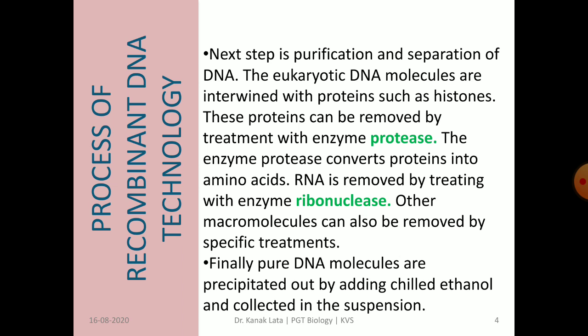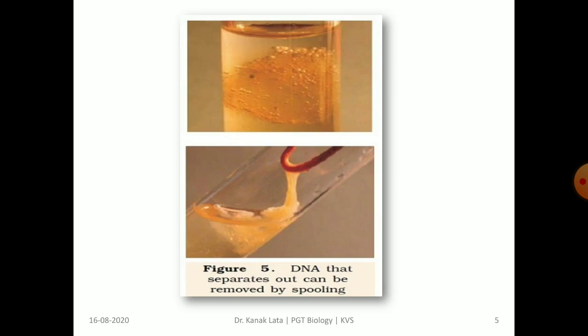Now, the pure DNA molecules are precipitated out by adding chilled ethanol and collected in suspension. This isolation of DNA is easily done in the laboratory using common plant materials like onion, tomato, spinach, banana, ripened papaya, etc. Here in the figure, you may observe that DNA is separated out and can be removed by spooling.